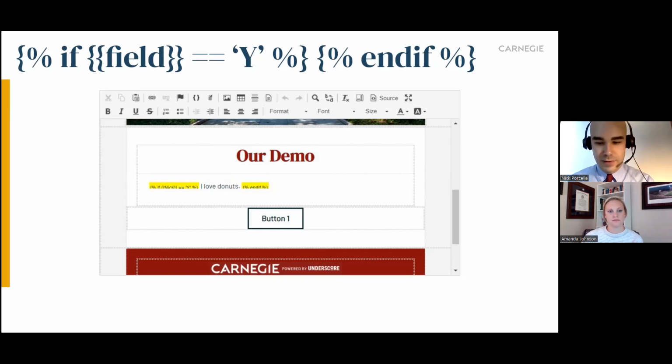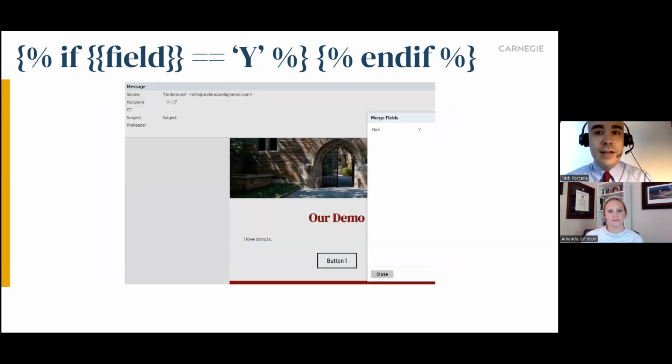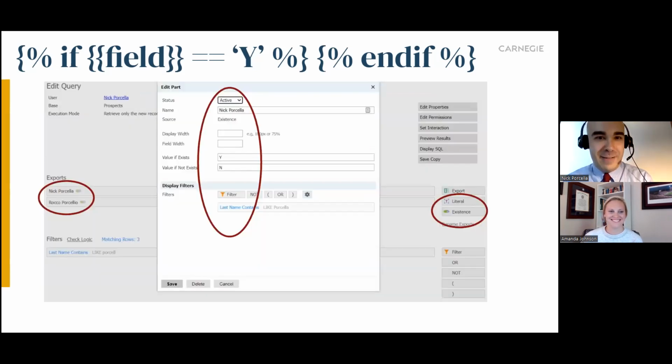You're on your way. What this now actually does is, for me, if this email was going to me, you can see on the right here, merged field, Nick is yes. Look at that. We see the content, "I love donuts." Whereas if we were to show Amanda, Amanda would be N for no. Amanda is no, there'd be no content there. But I do know Amanda likes donuts, so hooray.